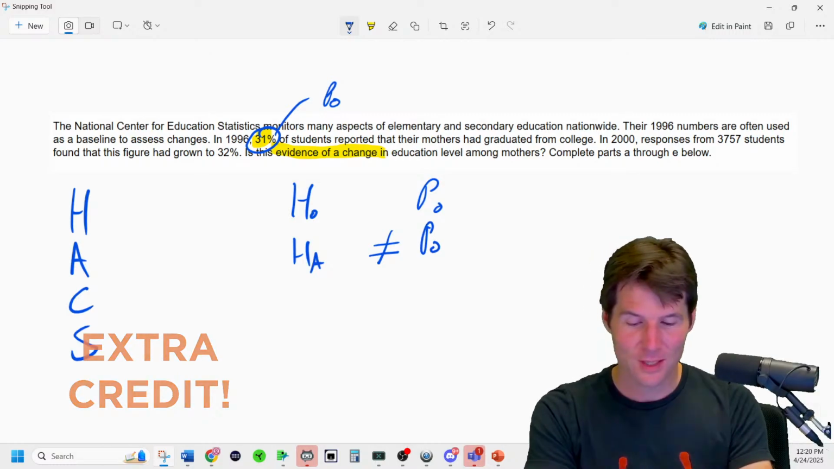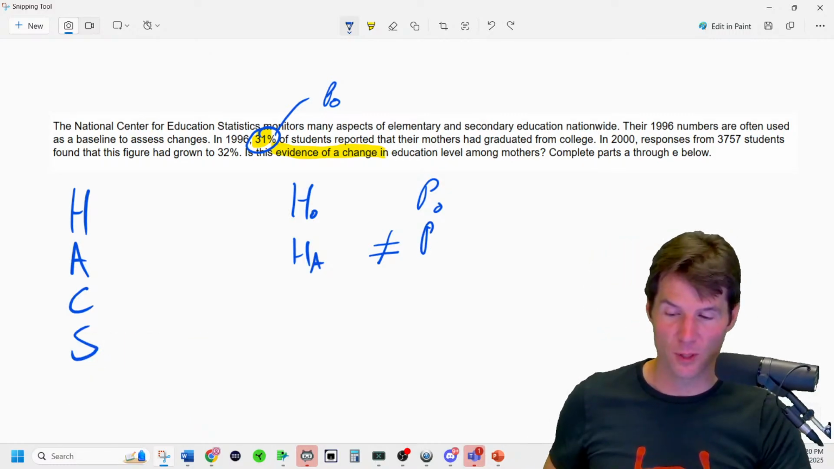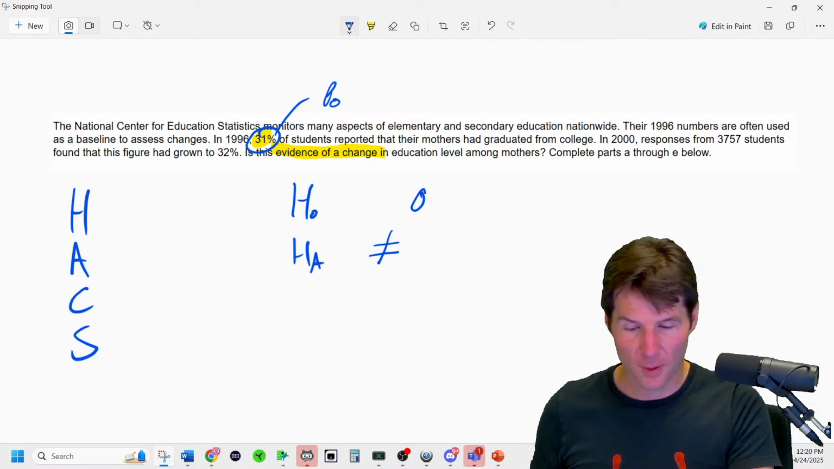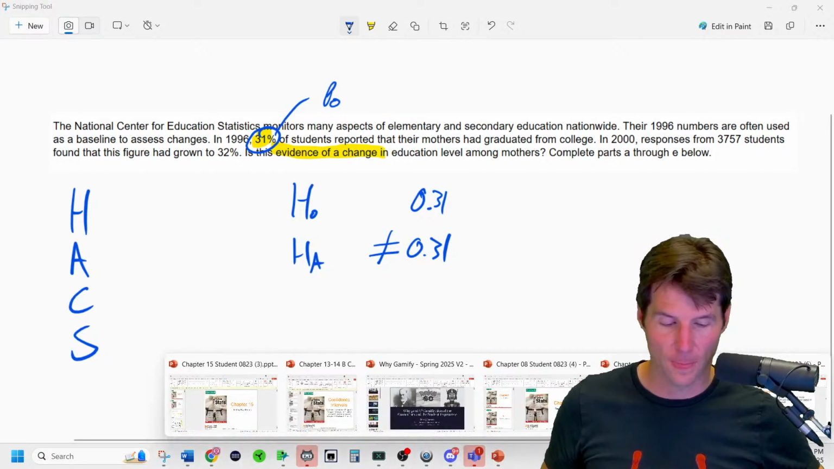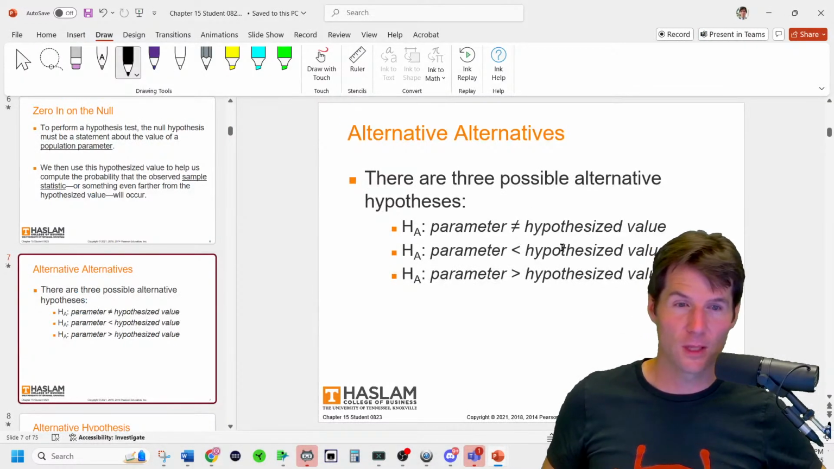The p0 is the hypothesized proportion. And so we put the hypothesized value right here. Whenever you're doing the testing, the hypothesized value goes right there. So make sure to put the value that we think is true.